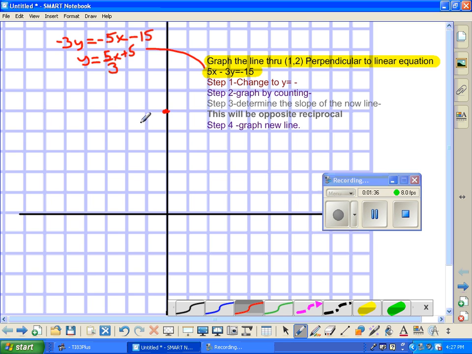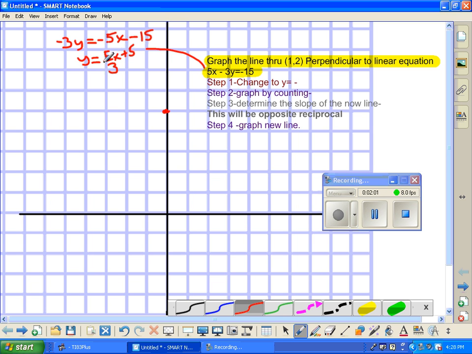Now, we're going to graph our slope. Starting at our y-intercept, which is 5, the slope is a positive 5 over 3. That means the rise is 5 and the run is 3. So you either go up or down 5, right or left 3. Since it's positive, we could go up, but it looks like I may run out of room here.